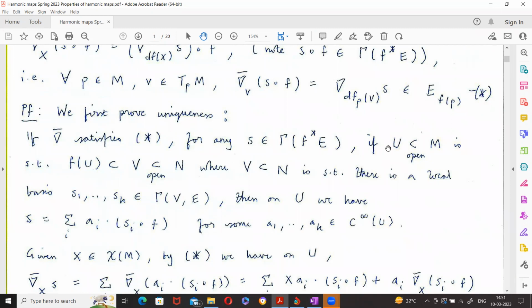Then I take an open set U in M such that U maps under F into an open set V in N, where V is such that we have a local basis S1 to Sk of the bundle E on V. So V is a subset of N, U is a subset of M. Then on U, I can write my section of the pullback bundle S as a sum of coefficients A_i times S_i composed with F, because the S_i are a local basis for E on V. And the A_i are functions on U in M. Is this clear?